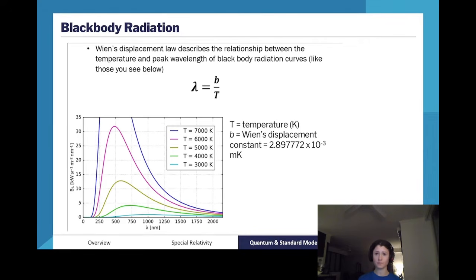So, if you're ever asked to find the peak wavelength of the black body radiation curve, you can apply this formula here.